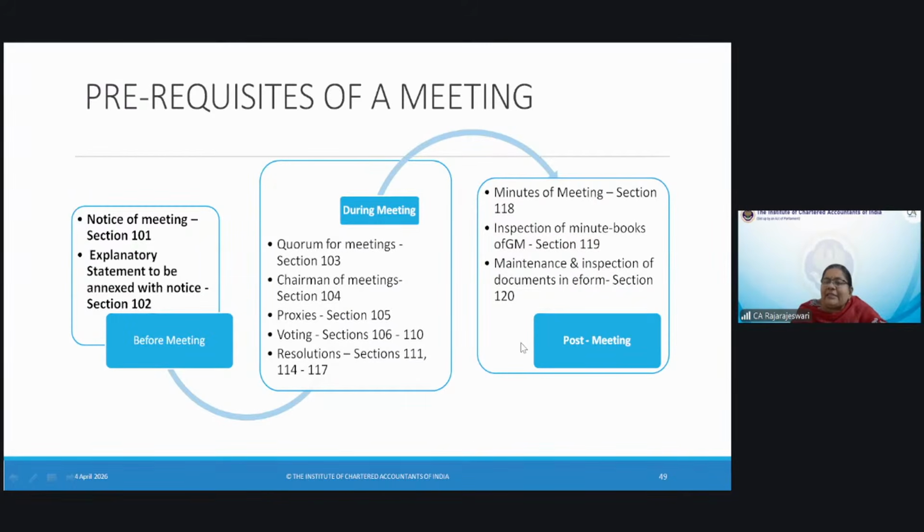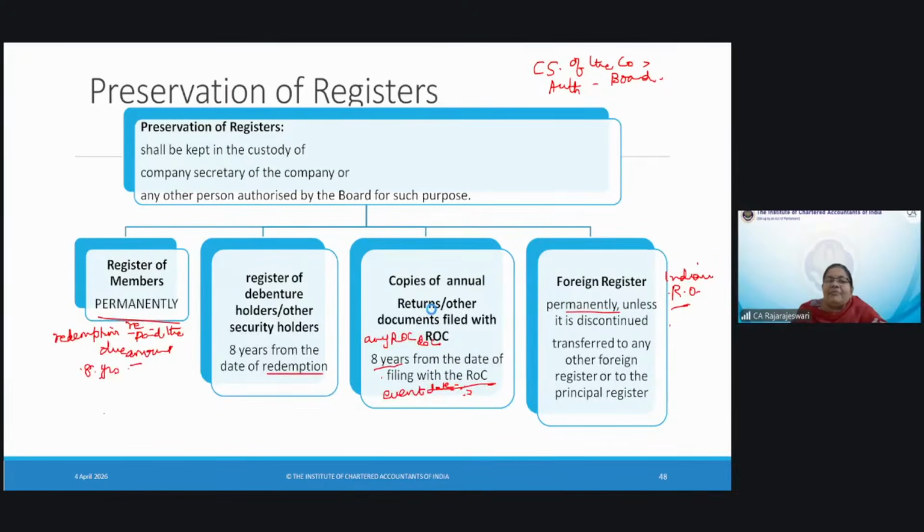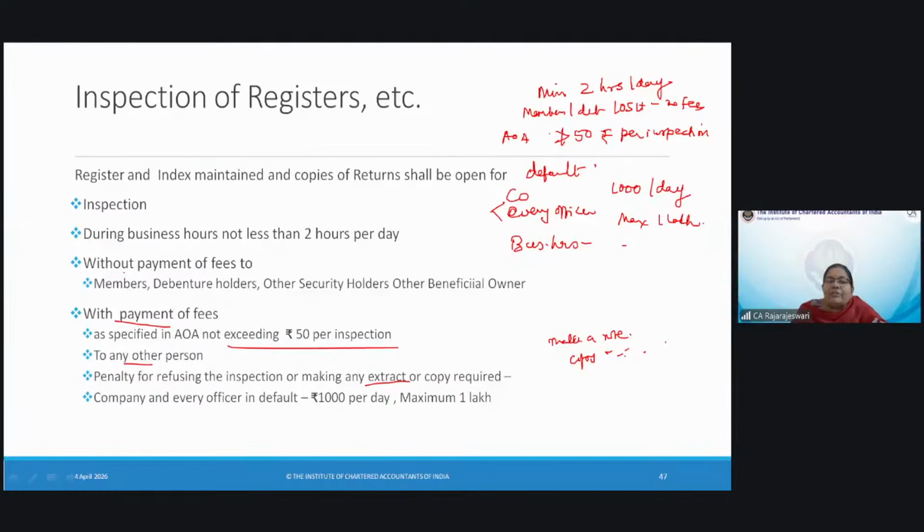Yes, any person can inspect the register. That's why it is specified that any person can inspect the register. Inspection should be allowed without payment of fees to members, debenture holders, and other security holders. For others, even any third person, it is specified in the articles. The articles will generally provide, but the law says that you cannot charge more than 50 rupees for inspection. That is the rule. The Act specifies a limit on the charge.